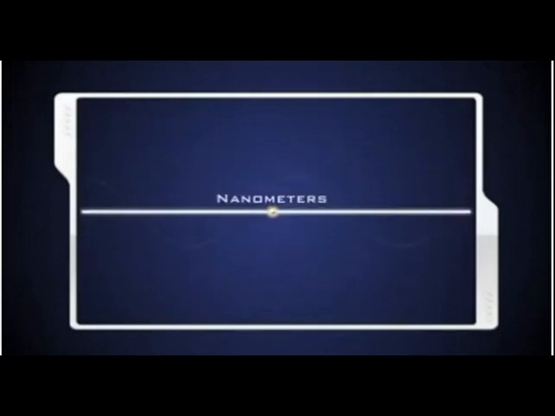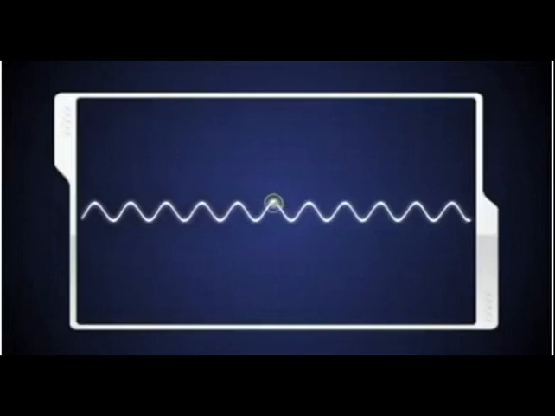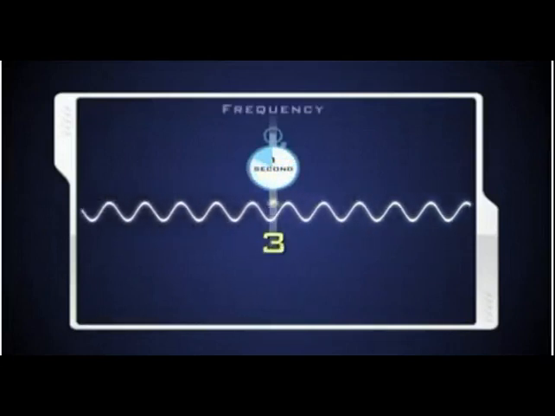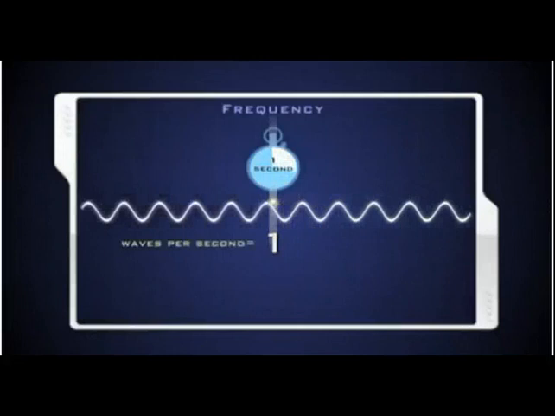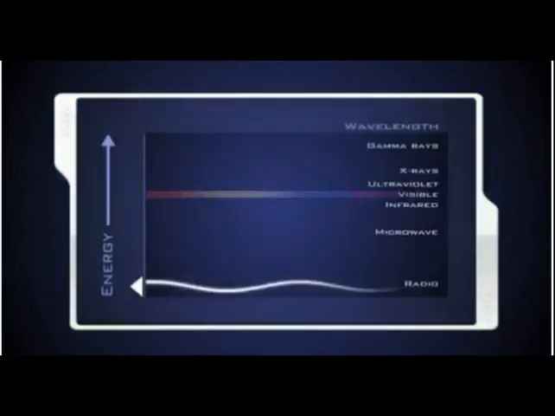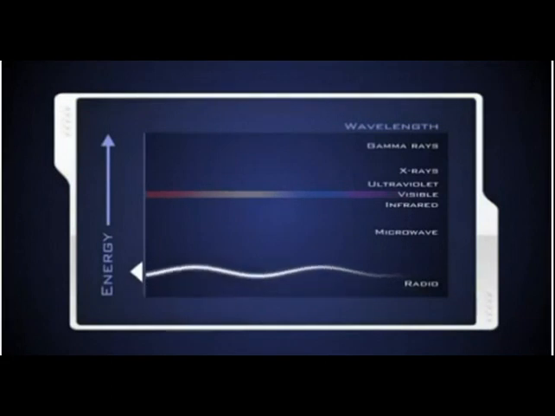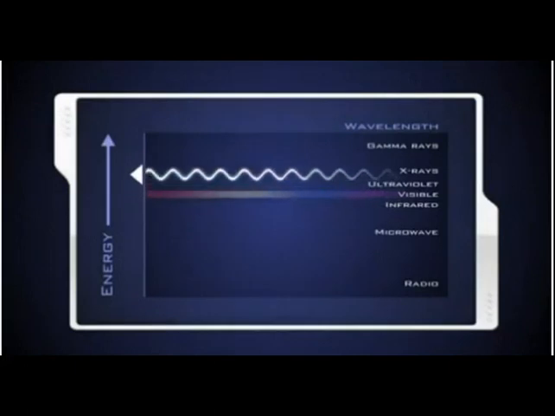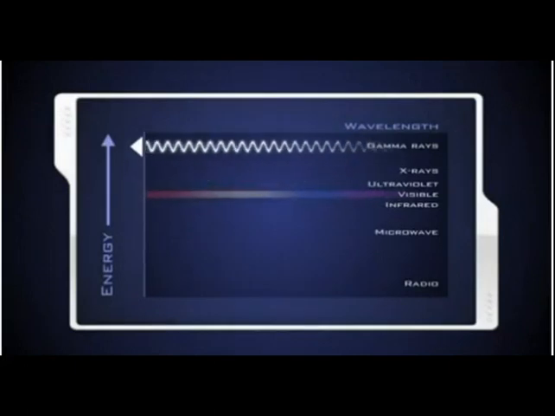The number of these crests that pass a given point within 1 second is described as the frequency of the wave. One wave, or cycle, per second is called a hertz. Long EM waves, such as radio waves, have the lowest frequency and carry less energy. Adding energy increases the frequency of the wave and makes the wavelength shorter. Gamma rays are the shortest, highest energy waves in the spectrum.